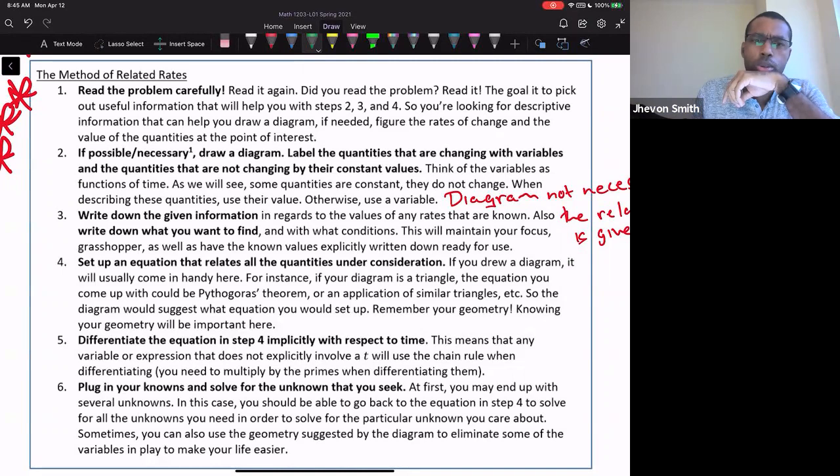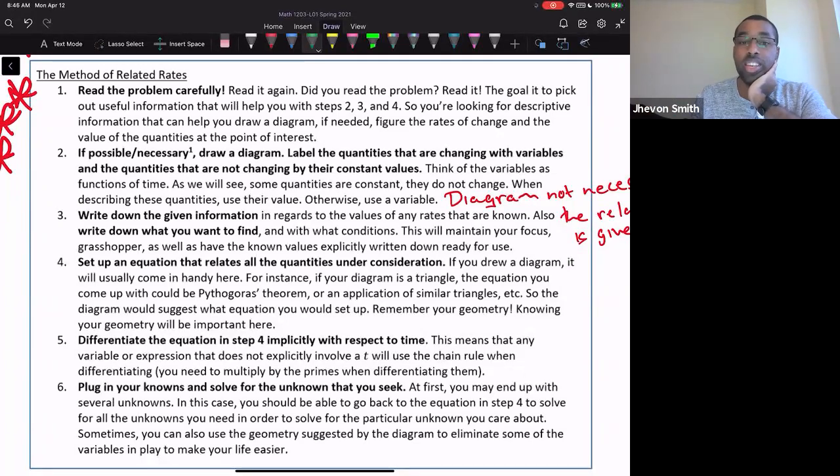Once you've done that, you are going to set up an equation that relates all the quantities that you have been described. If you draw a diagram, it usually comes in handy here. If you see that it's a circle and the area and radius are described, then automatically the formula comes to you: A equals pi r squared. Things of that sort. So this is going to be the equation that you're going to use.